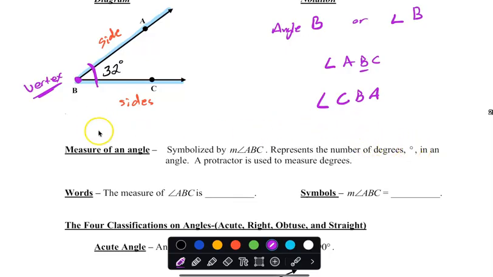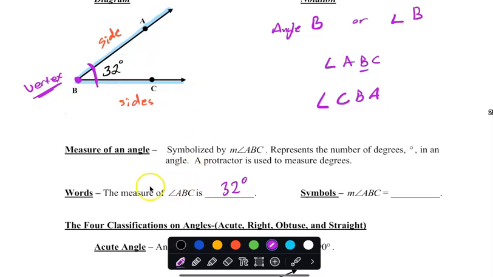It's like how many degrees, think of a protractor. We measure angles with a protractor to tell you how big an angle is. So in this case, the measure of angle ABC is 32 degrees. That's like how wide it opens.